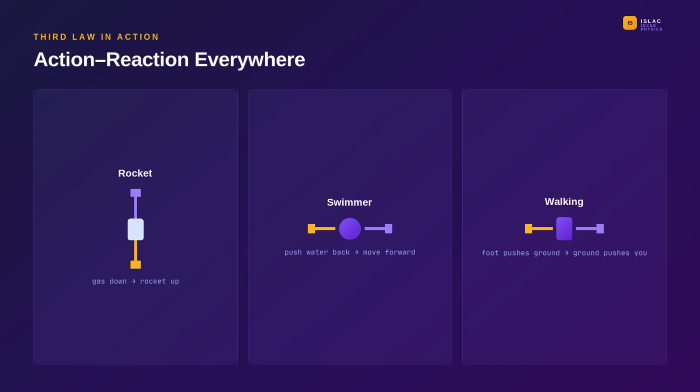And when you walk, your foot pushes back on the ground, and the ground pushes you forwards. In each case there are two forces, equal and opposite, acting on two different objects. Motion in one direction always comes from a push in the other.